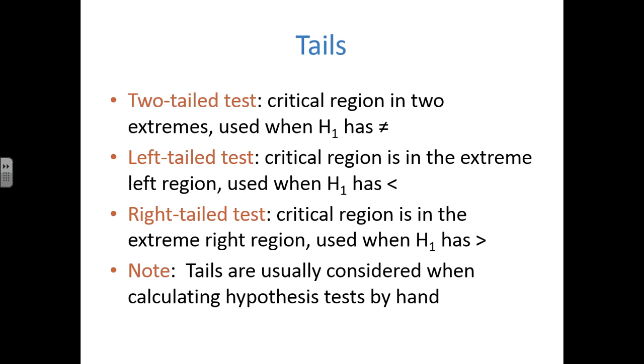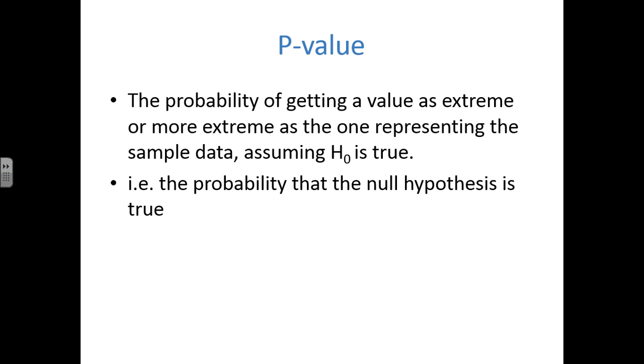Note, tails are usually considered when we're calculating hypothesis tests by hand. Usually when we use Minitab or other statistical software, we're going to be looking at making our decisions another way. The p-value is the probability of getting a value as extreme or more than the one that we get with the sample data. In other words, it's the probability that the null hypothesis is true. In other words, if the probability that the null hypothesis is true is very small, then we're going to deduce that it probably is not true.